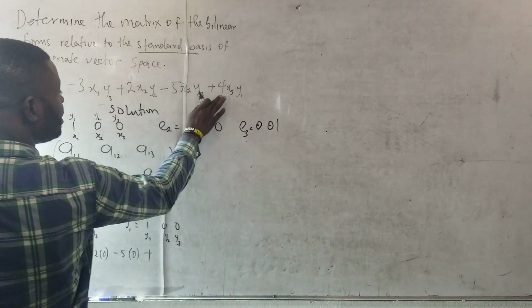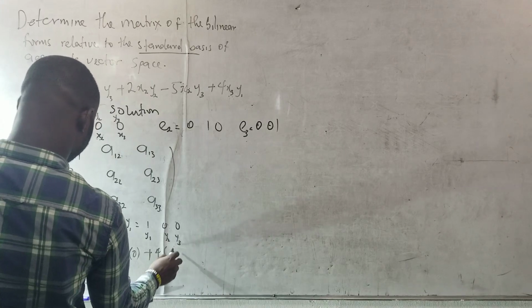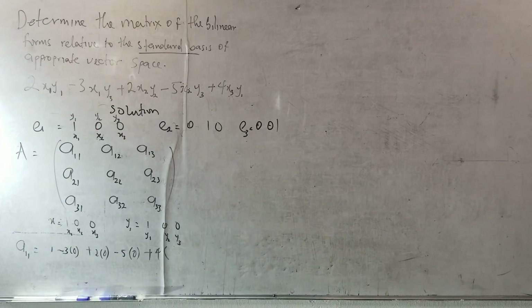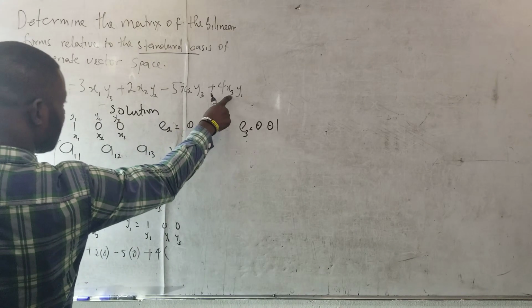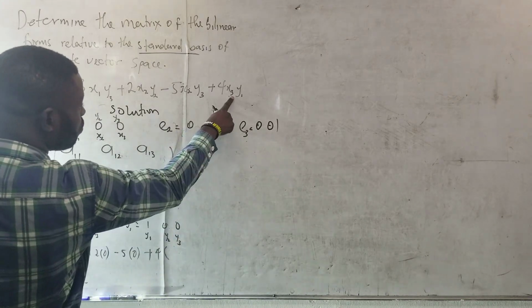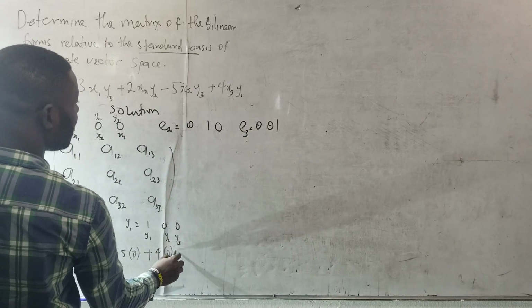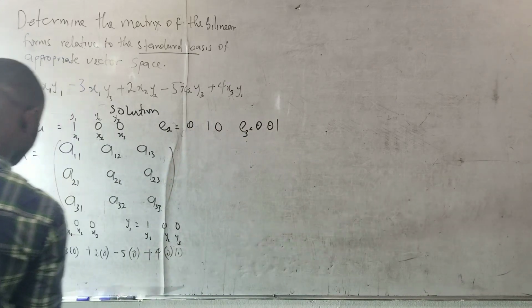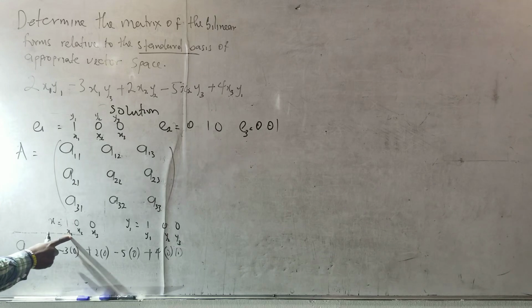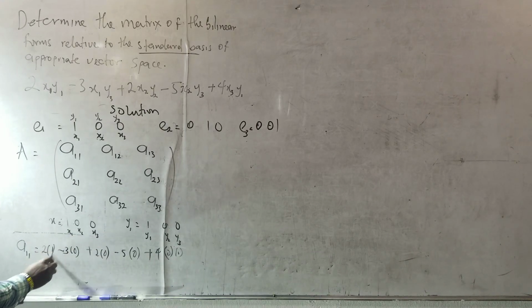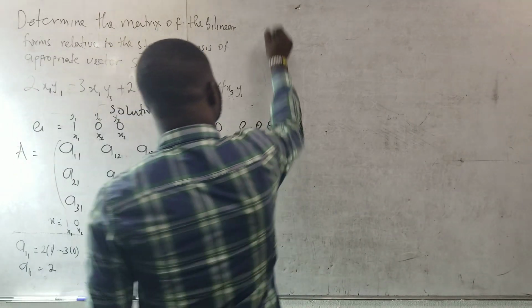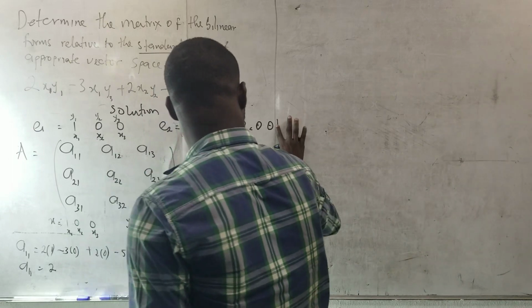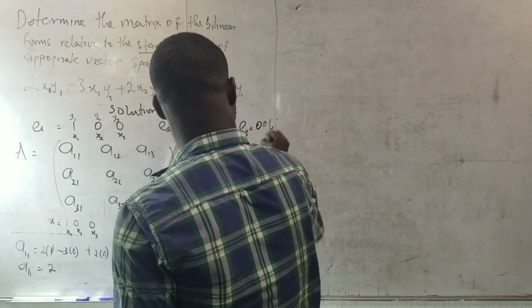Plus what? This will be 4 multiplied by x3 is 0, and what? I need to pick number 1, which is going to be 0. Now this one is 1 and 1, it will be 2 here. Now it means my A11 will be equal to 2. Everything else becomes 0.